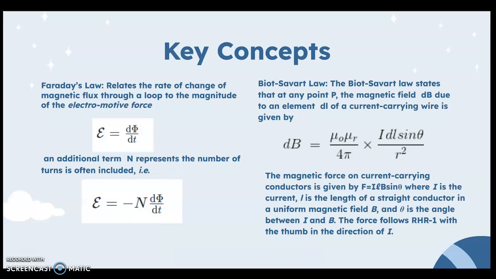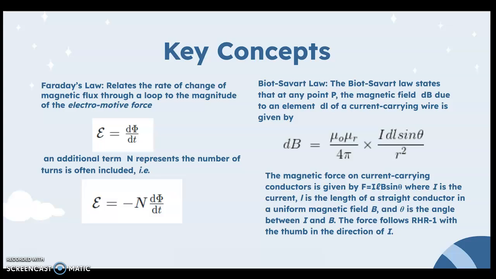Some key concepts include Faraday's law, which relates the rate of change of the magnetic flux through a loop to the magnitude of the electromotive force. An additional term N represents the number of turns that are often included for coils of loop. We'll also use Biot-Savart law, which states that at any point the magnetic field dB due to an element dl of current-carrying wire is given by mu naught over 4 pi times I dl sine theta over r squared.